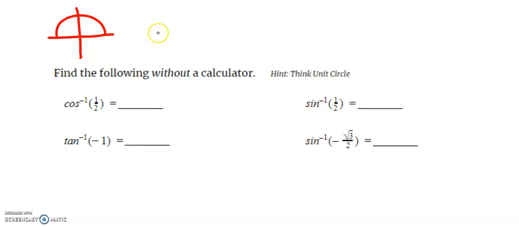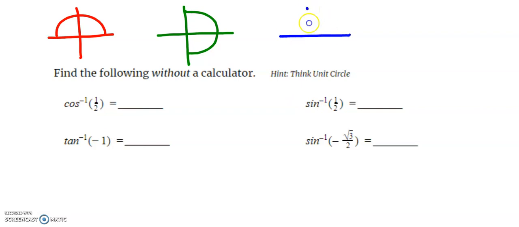For sine inverse, in goes a ratio. Out comes an angle between -π/2 and π/2. For tangent, in goes a ratio. Out comes an angle between -π/2 and π/2. This one you can touch π/2 and -π/2. This one you cannot. Those are open circles there.